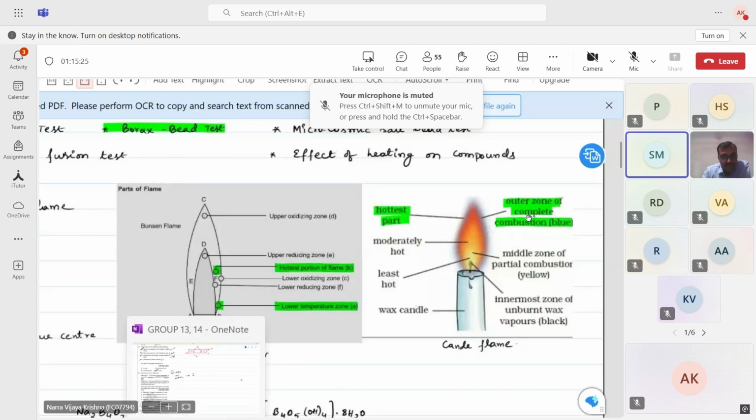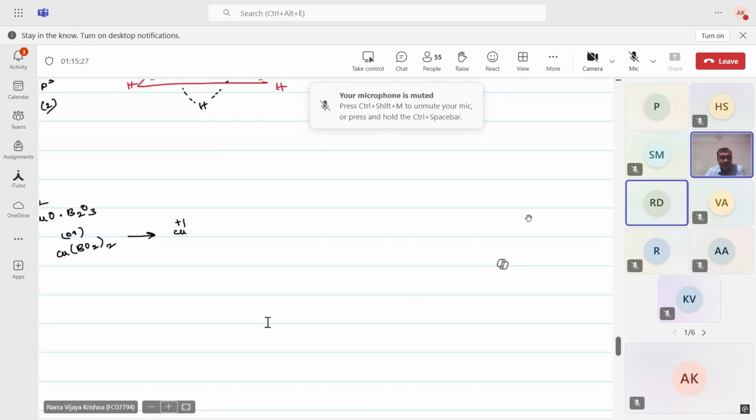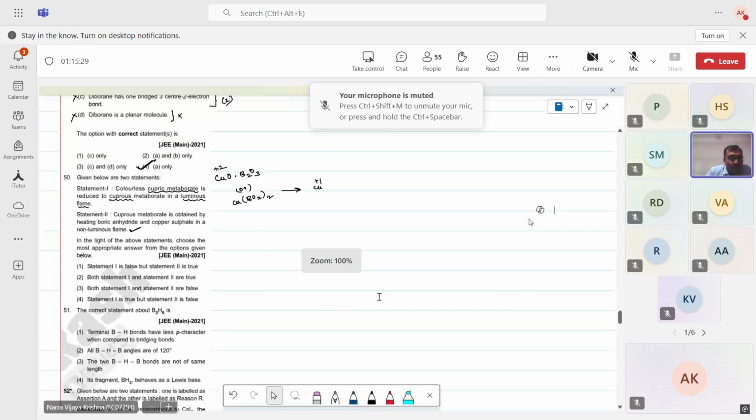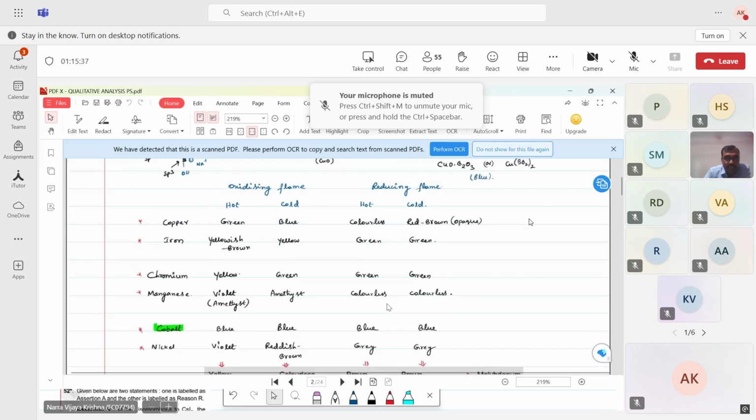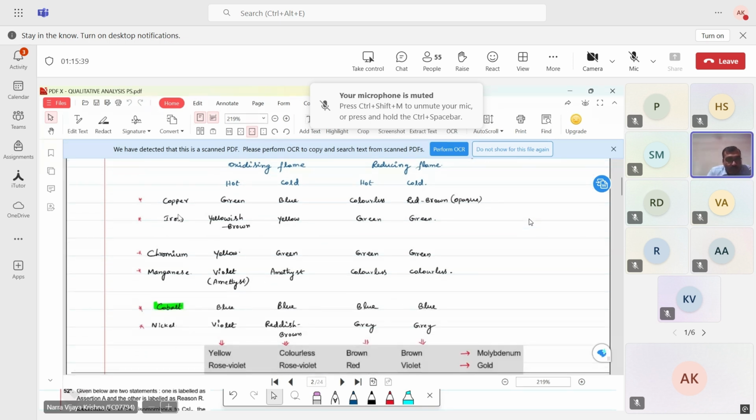Yes, sir. Now come to this one. This also let me show you. Now, this is the borax bead test. What have they taken, copper? Whether it is an oxidizing flame. Oxidizing flame means luminous or non-luminous?